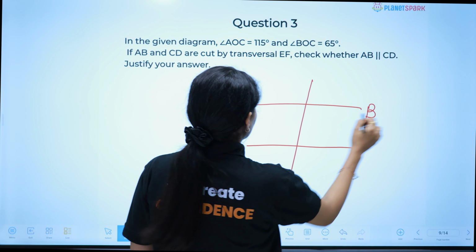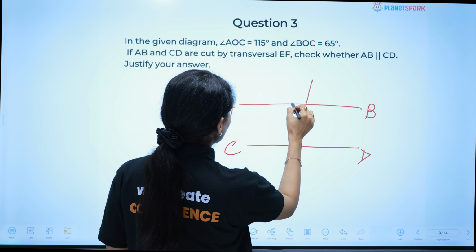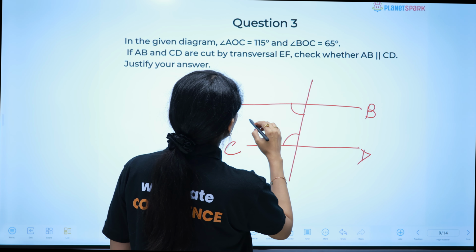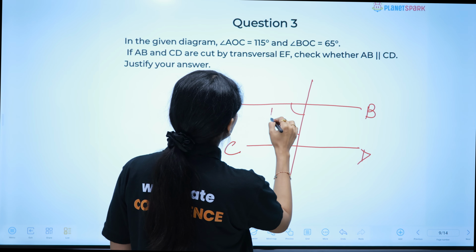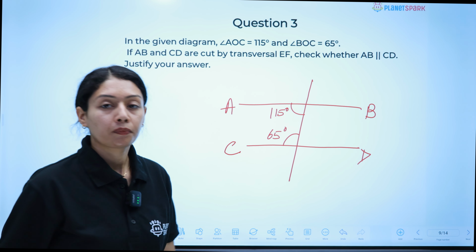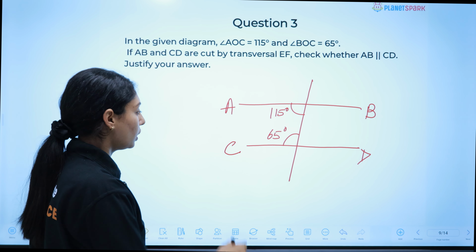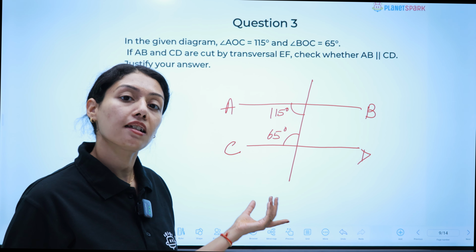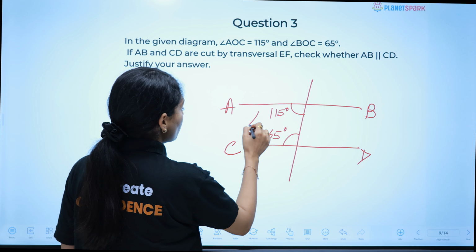Okay, then two angles are given to us, 115 and 65. So what can we see here? What can we say about these two angles? They are co-interior angles. For the lines to be parallel, the sum should be 180. So let's check this sum.